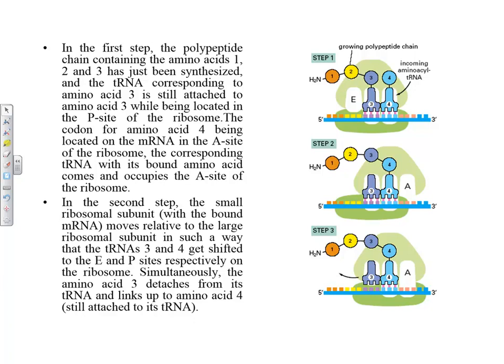In the second step, the small ribosomal subunit with the bound messenger RNA moves relative to the large ribosomal subunit in such a way that the tRNAs 3 and 4 get shifted to the E and P sites respectively on the ribosome. Simultaneously, amino acid number 3 detaches from its tRNA and gets linked up to amino acid number 4, which is still attached to its tRNA. In the next step, this fellow is kicked out and this thing moves back, and you're ready to repeat the cycle.